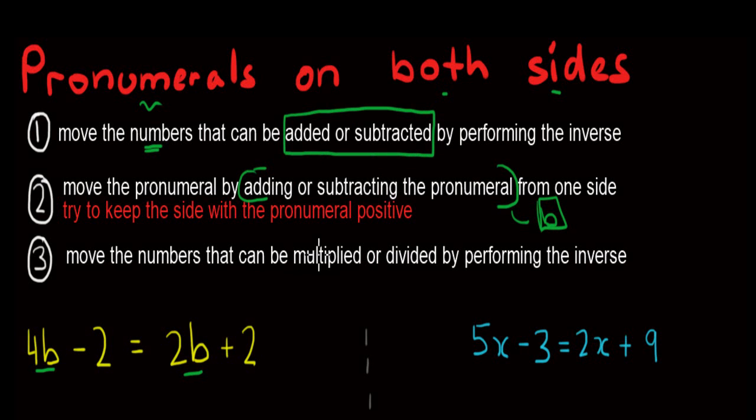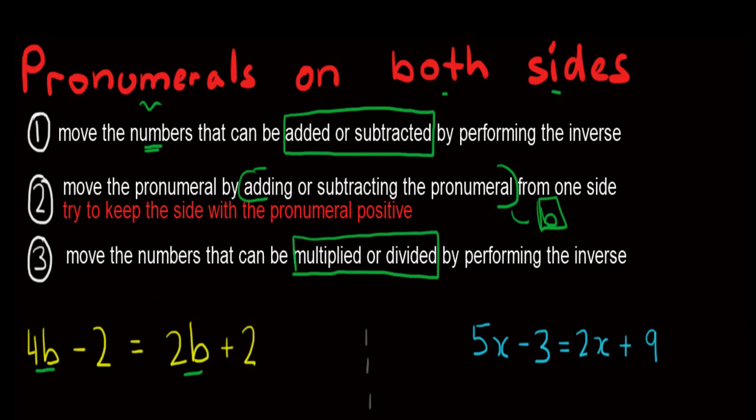And once we've done that, we will then multiply or divide by numbers. So it's really very similar as always. We first add, subtract, and then last multiply, divide. Except in between, we will also be moving the pronumerals as well. So what I mean by this is if that's our example right here, 4b minus 2 equals 2b plus 2.